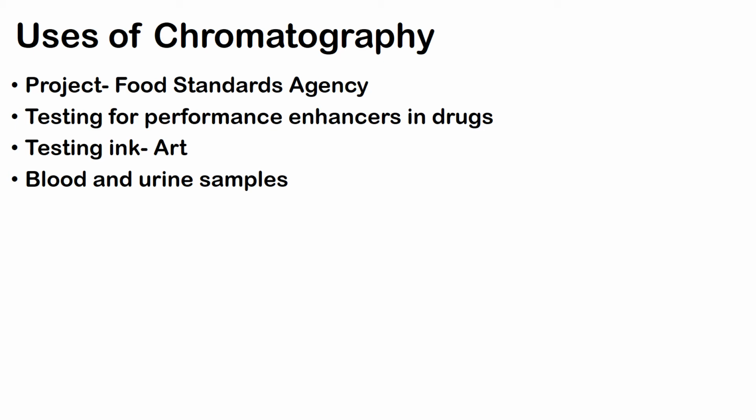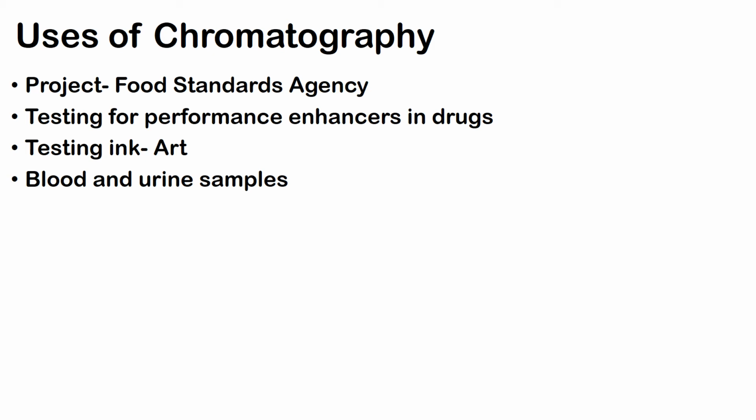Another way that it can be used is testing for performance enhancing drugs in sports. So if you're an athlete and you give a blood sample, then chromatography is one of the tests that could be used to identify whether your blood contains this banned substance. So again, you'd run the blood sample against a known banned substance and see if the 2 spots matched.